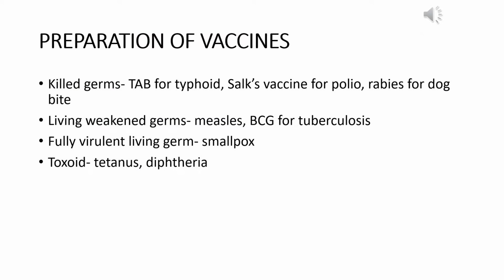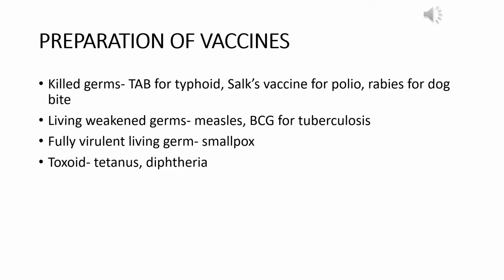The preparation of vaccines can be of different types. The first type is where killed germs are given. That is, the totally killed form of the germ of the actual disease is given. Examples are the TAB vaccine for typhoid, the Salk vaccine for polio, or the rabies vaccine for dog bite, etc.